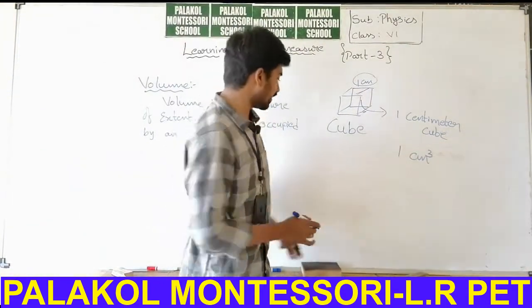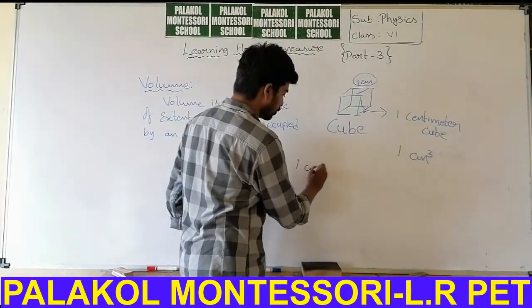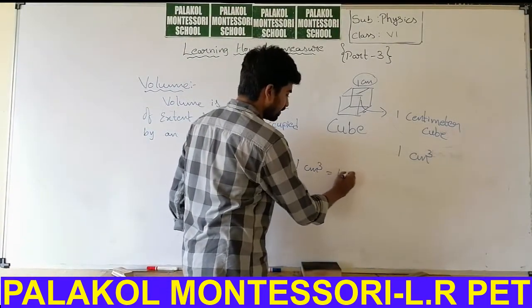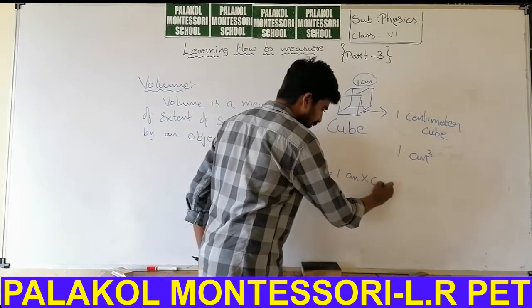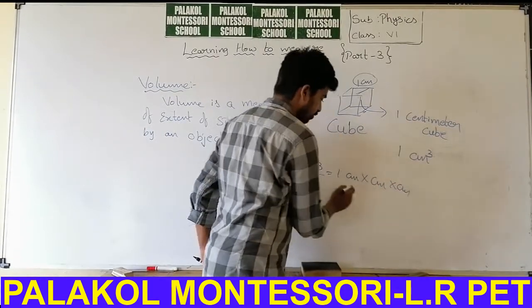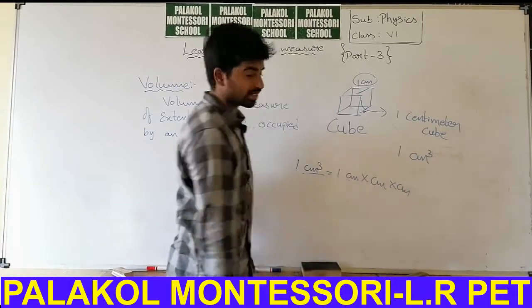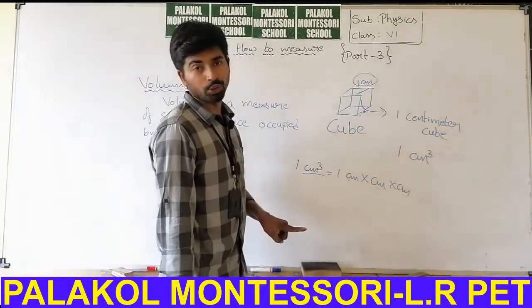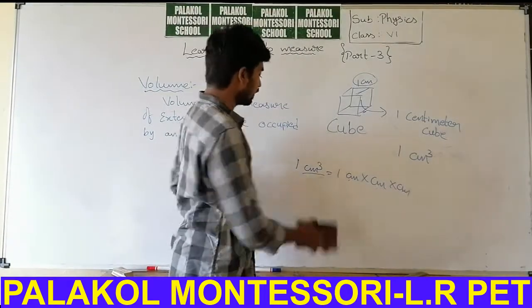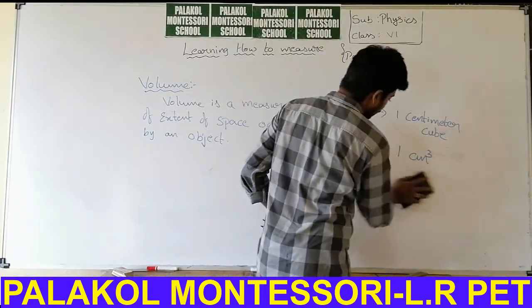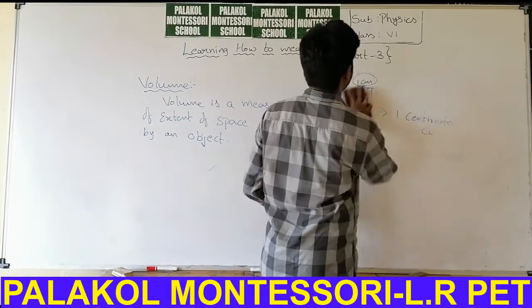What is meant by power 3? 1 centimeter cube is nothing but 1 centimeter into centimeter into centimeter, power 3. So centimeter into centimeter into centimeter is nothing but centimeter cube. So 1 centimeter cube is the standard unit for measuring volume.